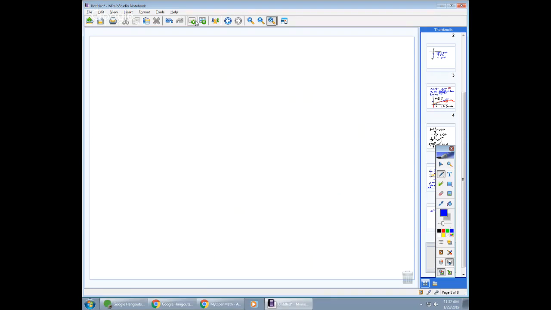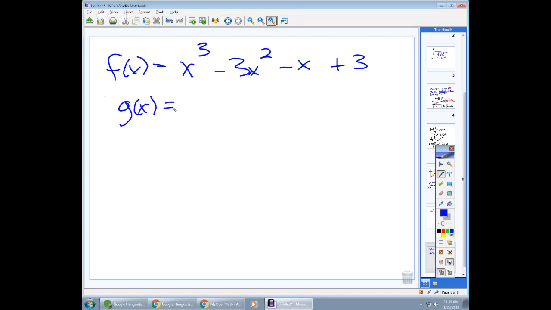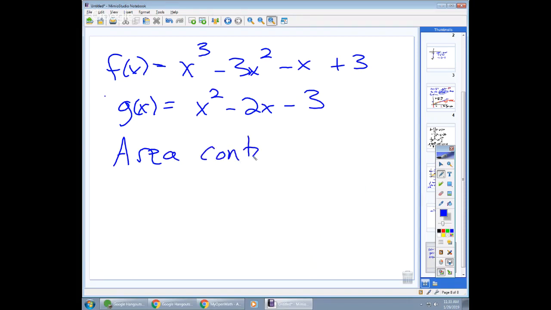Problem 32. f of x equals x cubed minus 3x squared minus x plus 3, and g of x equals x squared minus 2x minus 3. We want to find the area contained by these two functions, so get yourself a graph of them. On the test, will you expect us to draw the picture? Yes.